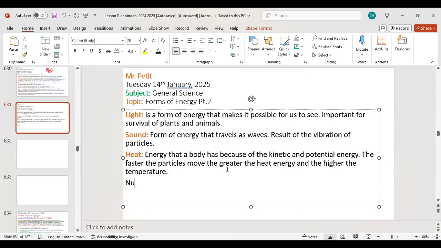So nuclear. So Mr. Petit, you ever been so cold you put on four different sheets? Oh yeah, of course, that happens all the time.